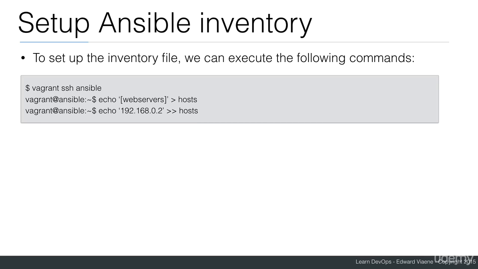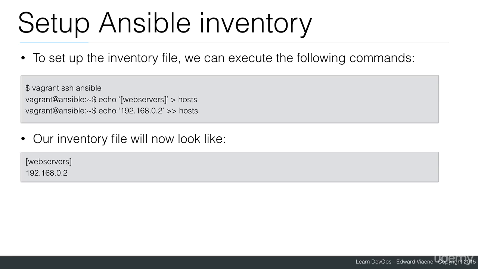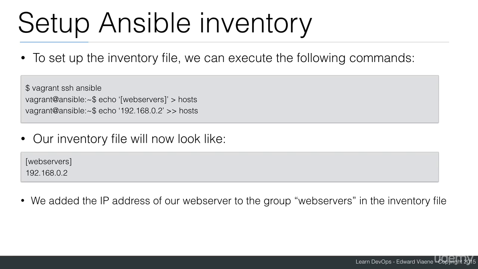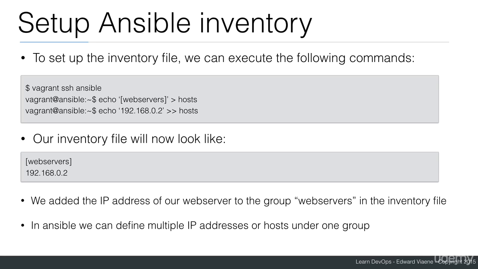We SSH to our Ansible machine and add a group name and an IP address to the hosts file. Our inventory will now look like this. We added the IP address 192.168.0.2, which is our host, our web server, to the group webservers. In Ansible, we can define multiple IP addresses or hosts under one group. It's a logical mapping of hosts to groups. We could have, for instance, a second group, databases, and have IP addresses of database servers under them.